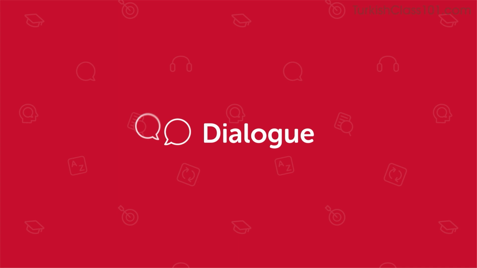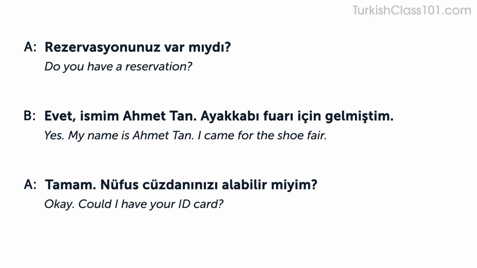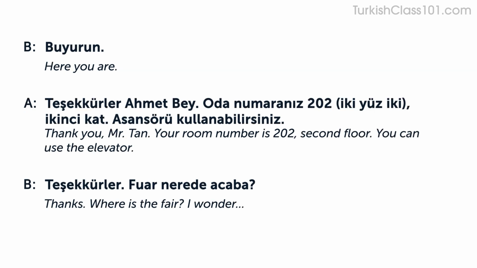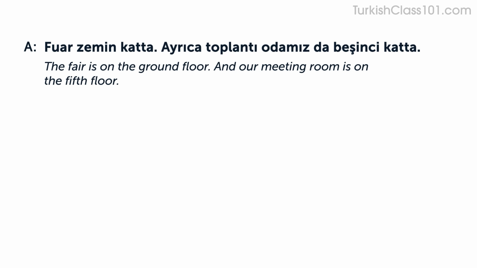Listen to the dialogue with the text on the screen. Rezervasyonunuz var mıydı? Evet, ismim Ahmet'tan. Ayakkabı fuarı için gelmiştim. Tamam. Nüfus cüzdanınızı alabilir miyim? Buyurun, teşekkürler Ahmet Bey. Oda numaranız 202, ikinci kat. Asansörü kullanabilirsiniz. Teşekkürler. Fuar nerede acaba? Fuar zemin katta. Ayrıca toplantı odamız da 5. katta.